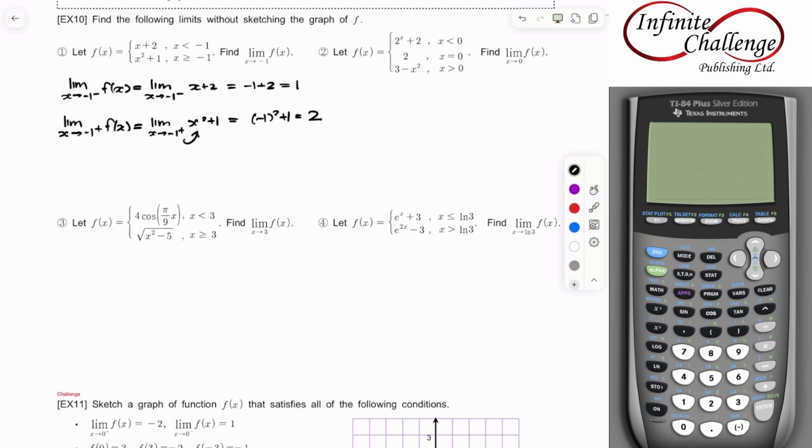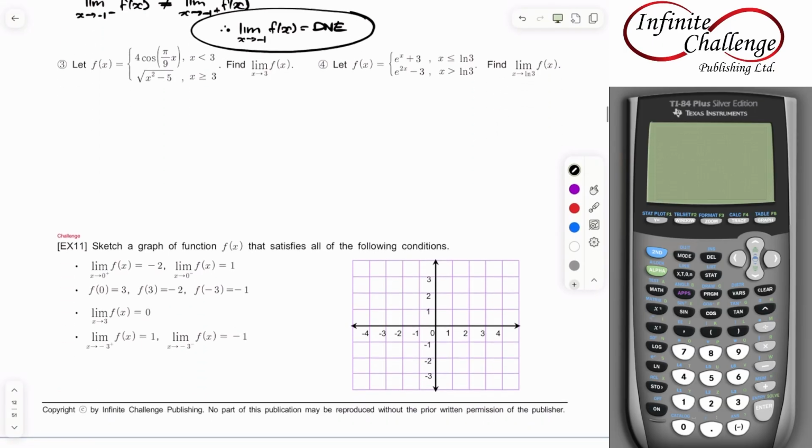In this case, the left-hand limit and the right-hand limit don't approach the same y values. Since the limit as x approaches negative 1 minus of f of x does not equal the limit as x approaches negative 1 plus of f of x, I conclude that the limit as x approaches negative 1 of f of x does not exist.